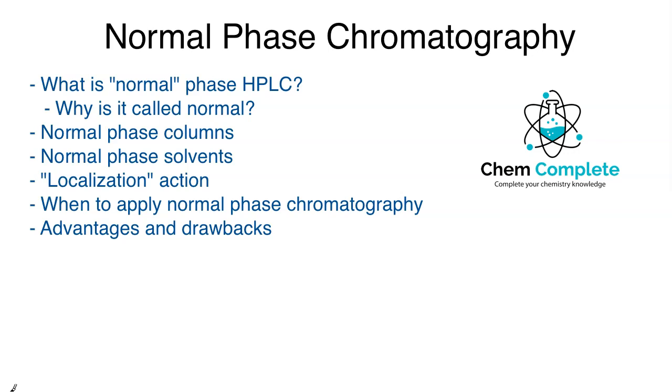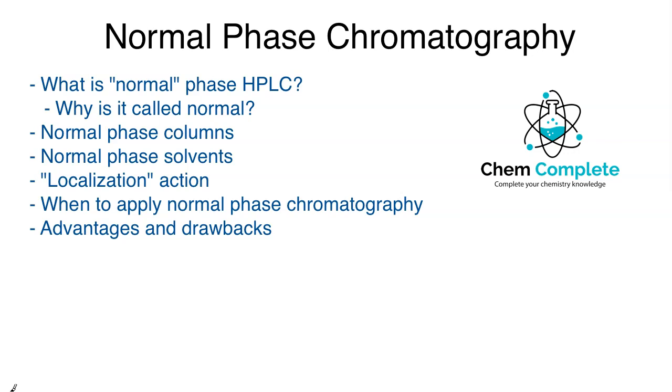So as far as normal phase HPLC, we're going to discuss a couple of things. So what is normal phase HPLC, and why do we actually call it normal phase? It's a bit bizarre, right? And we've got the normal phase columns and solvents. We want to have a discussion about that. How are they different from some of the other things that we've come across so far?